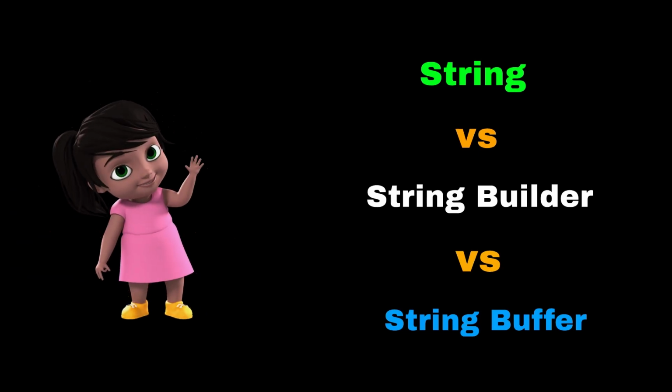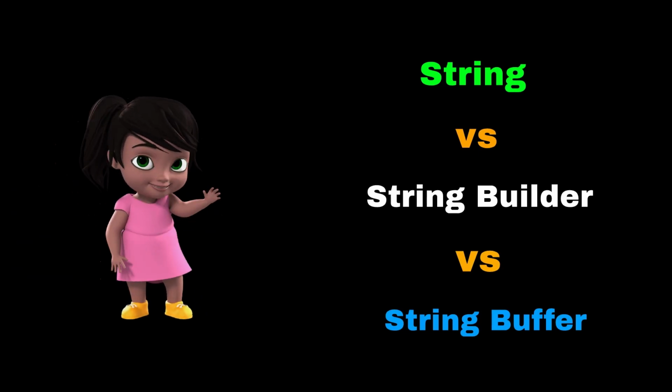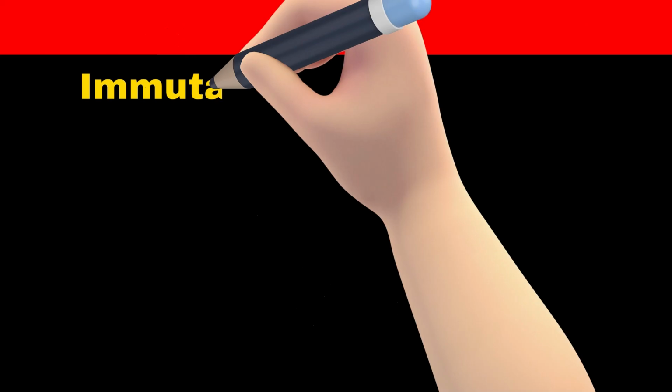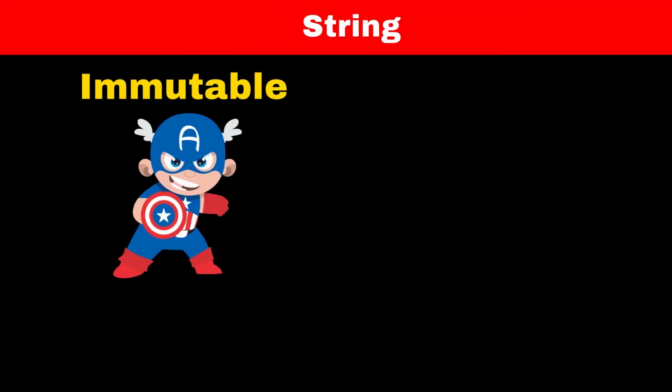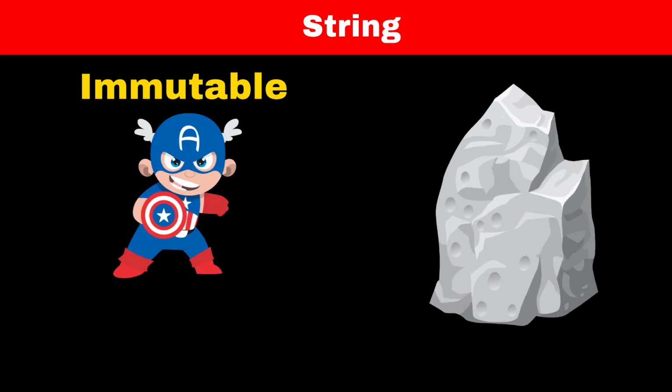Do you know the difference between string, string builder and string buffer? First let's meet string class. It's immutable. It's like a superhero with unbreakable shield. Once you create it, it remains same forever, just like writing your name in a stone.